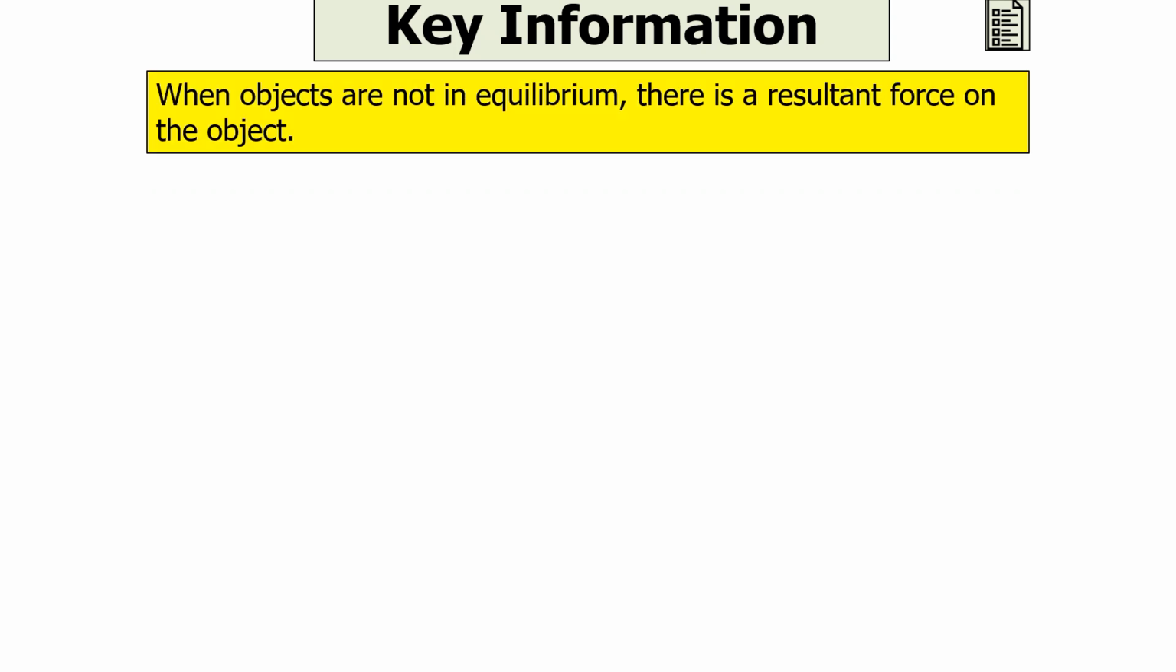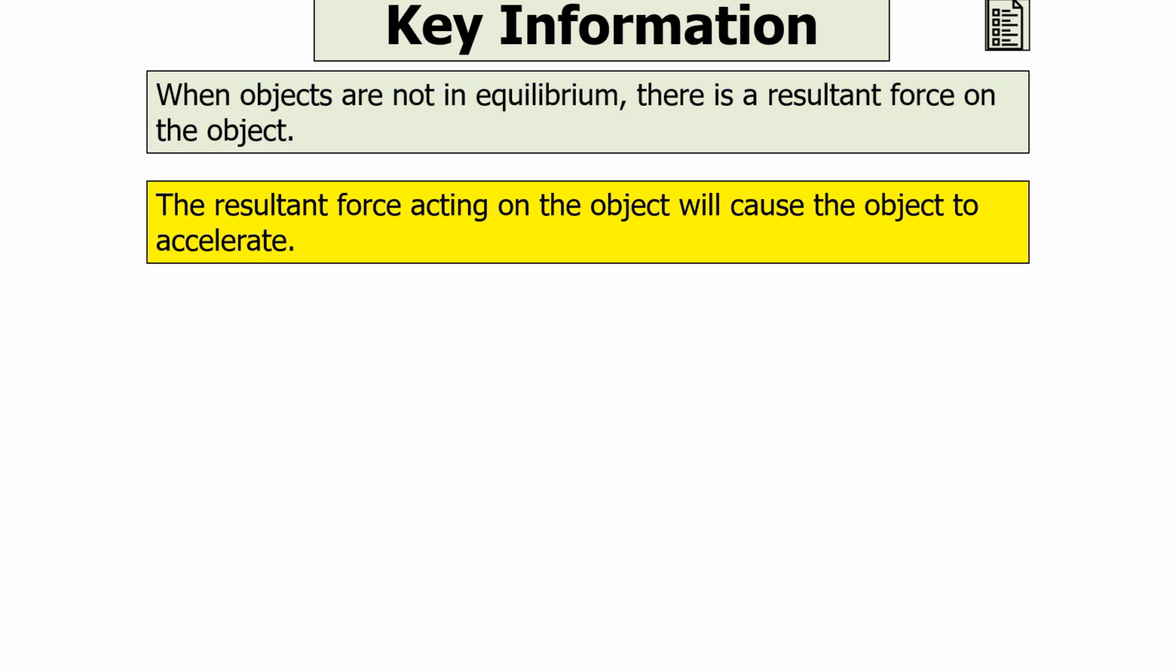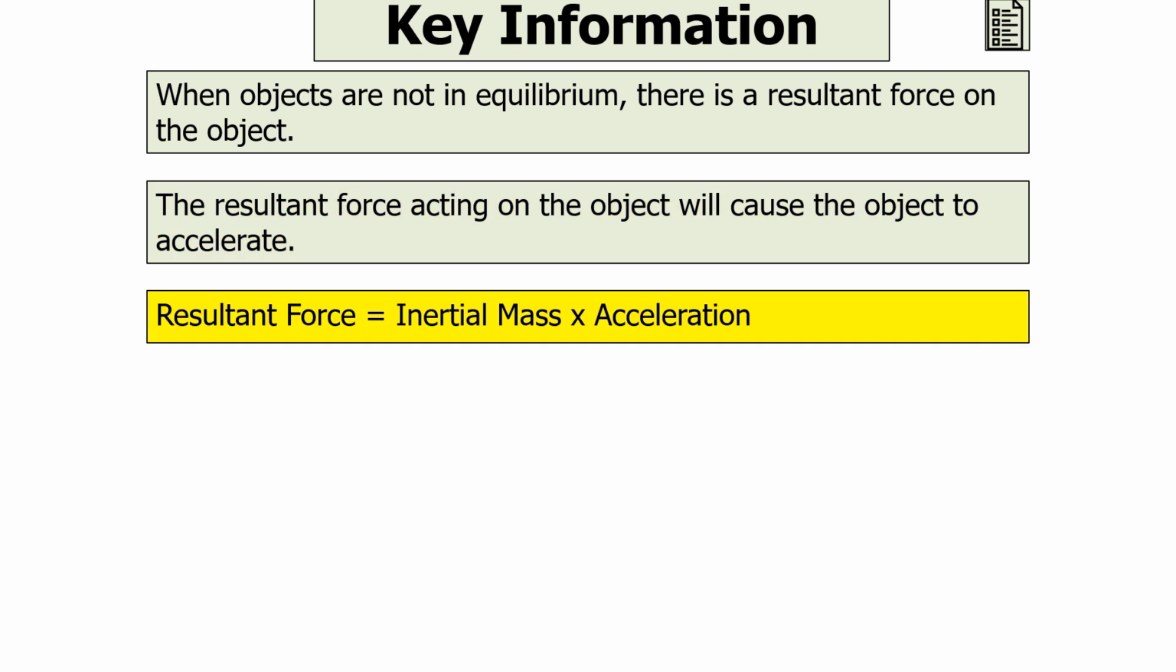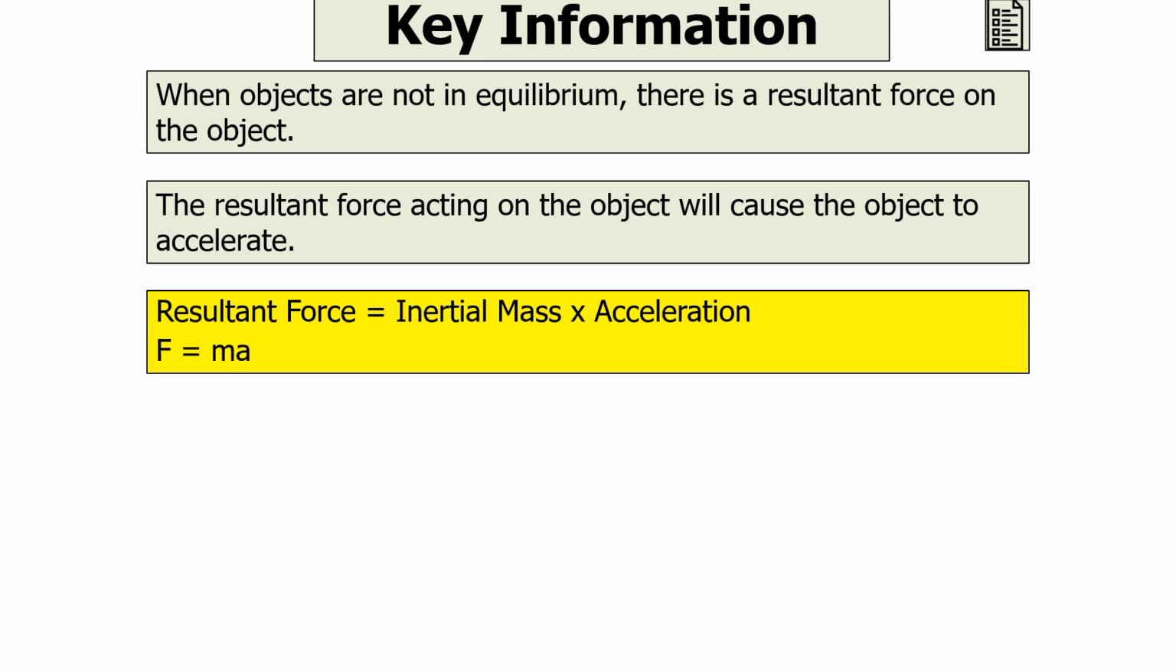Now, when objects are not in equilibrium, there is a resultant force on the object. The resultant force acting on the object will cause the object to accelerate. And we can work out the size of the resultant force, as resultant force is the inertial mass times the acceleration, or F equals ma.